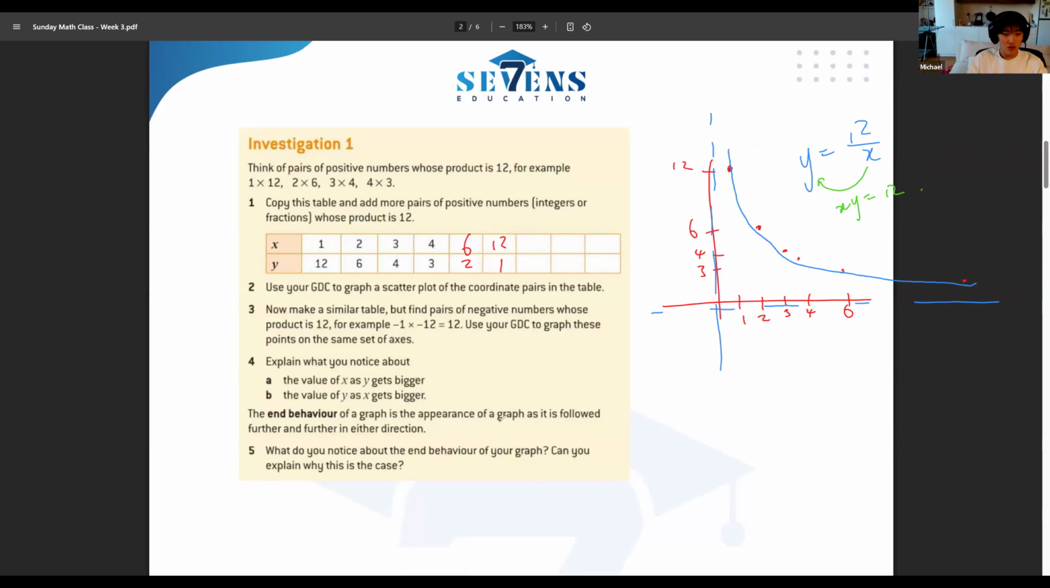It says the end behavior. What do you notice about end behavior? Okay, and also we skipped 3. What 3 tells us to do is plot the opposite side as well. If you think about it, -1 and -12 also give you 12, right? So there should be a point here as well, -1, -12. Same goes for every single point. If we make both of them negative, they will still multiply to 12. So this graph actually has 2 lines, here and here, and there's a symmetry on the diagonal. Does that make sense to you guys?